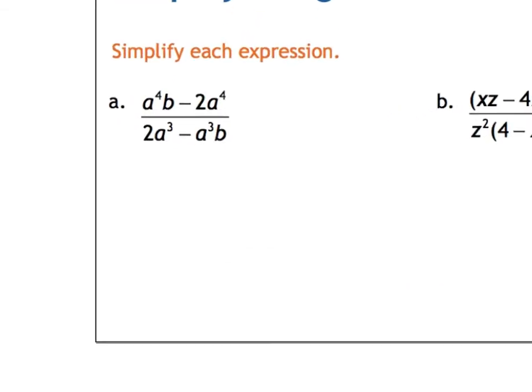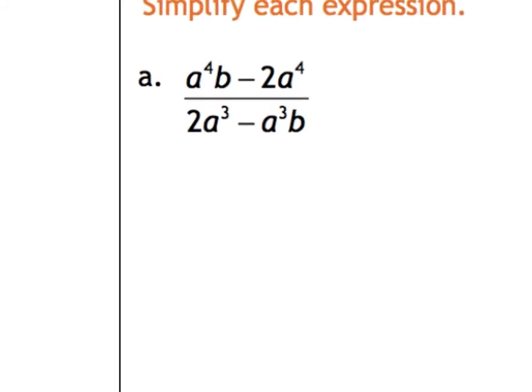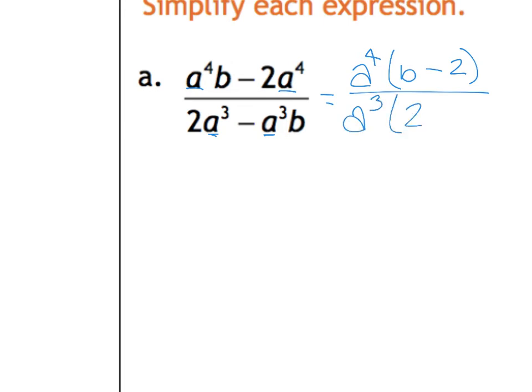So we're going to look at this again here. We want to see if there's a greatest common factor. I see that I have a to the fourth in both of these terms in the numerator, so I'm going to factor out an a to the fourth. That leaves me with b minus 2. All right, in the denominator, I see I have a to the third that I can factor out. So a to the third leaves me with 2 minus b.